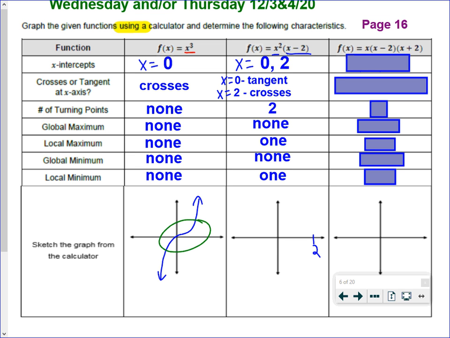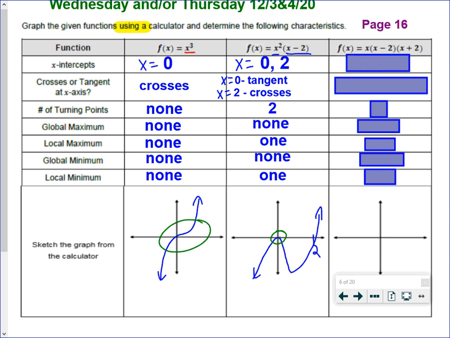We have an x-intercept at 2. We go up. We touch at x equals 0, so we're tangent at it. We go back down. Then we go back up through x equals 2. And we can see where x equals 0, that point right there is a local or relative maximum because it's a turning point, and we see we're going from increasing to decreasing. It's a hill, so it's going to be a maximum.